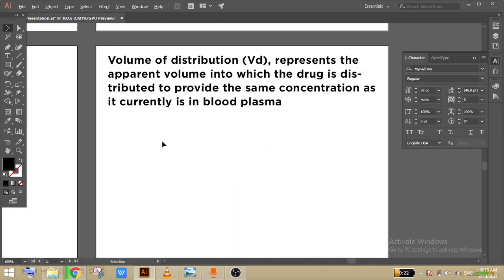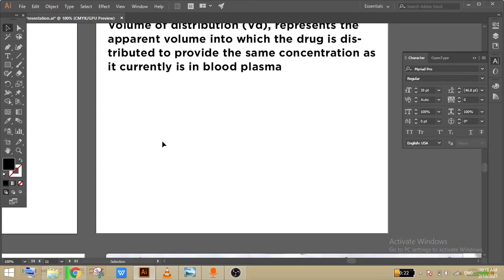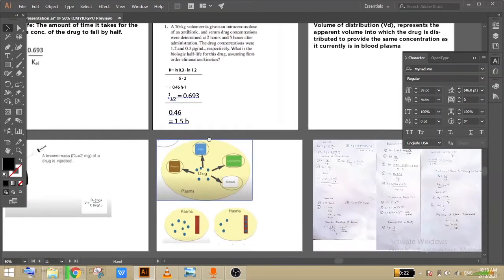So the next parameter is the volume of distribution. It is the volume of drug which distributes in the body. If the drug is distributed much more into the body, like in various tissues and compartments, the volume of distribution will be more. But if more of the drug stays in the blood, then the volume of distribution is going to be less.